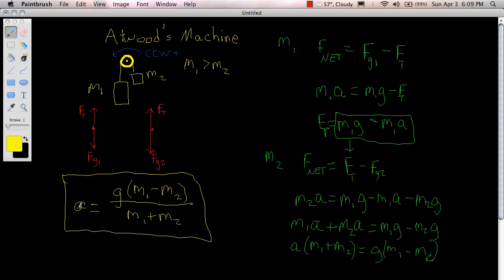And once you know the acceleration, so if I gave you the masses, and we're on Earth, where g is just 9.8, then you can back substitute, perhaps into this equation, and determine what the tension in that rope is. So this is an Atwood's machine, which is a simple form of a coupled forces problem.